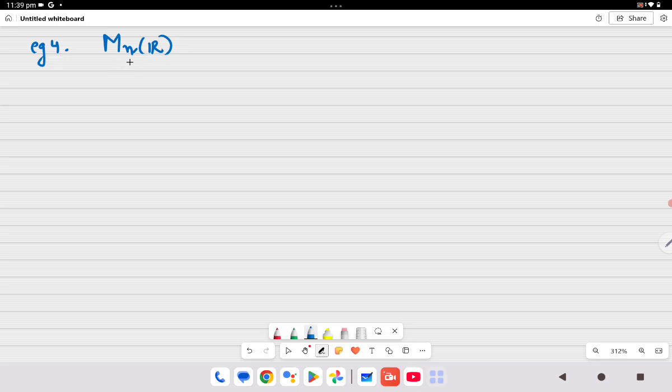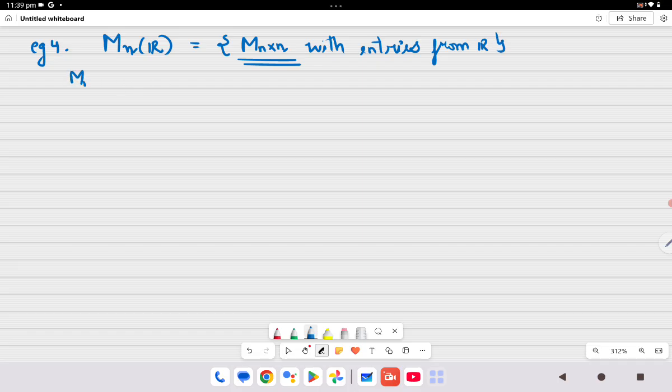So we are looking at the example M_n(R), the set of all n cross n matrices. Okay, so these are nothing but n cross n matrices. There is no restriction, no restriction of invertibility or anything, all n cross n matrices with entries from R, so we are considering that. Okay, now is it a group? So definitely we know that M_n(R) is a group, and that too with respect to addition. So yes, it is a group.